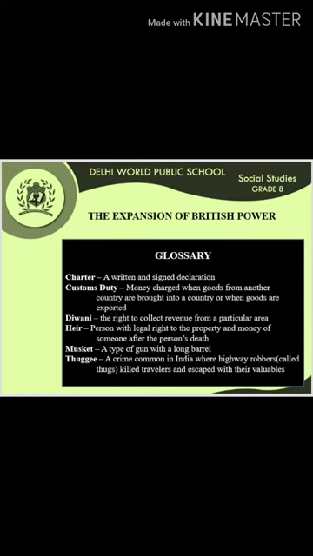Another one is Diwani, the right to collect revenue from a particular area. Next is Heir, a person with legal right to the property and money of someone after that person's death. Next is musket, a type of gun with a long barrel. Next is thuggee, a crime common in India where highway robbers called thugs killed travelers and escaped with their valuables. So what are the keywords we learned now? Charter, customs duty, Diwani, heir, musket and thuggee.